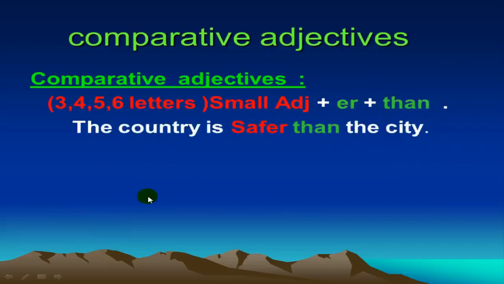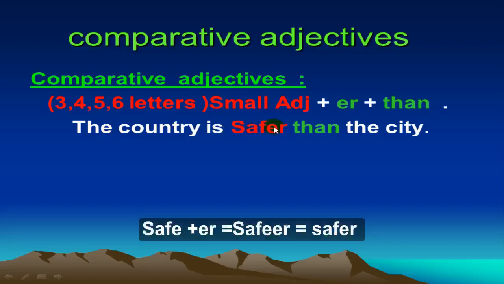The question is, how can we make this comparison? What is the rule? To make comparative adjectives, you're going to have a small adjective, three, four, five, six letters. So number one, you can count the letters. Most of the time, less than six letters. The country is safe. And then you put ER. I have here another E, so we put only R. The country is safer. Safer than the city. So here we have small adjective plus ER plus than.